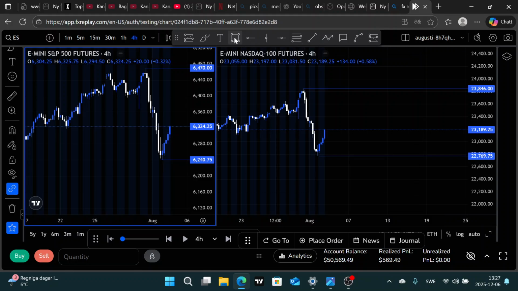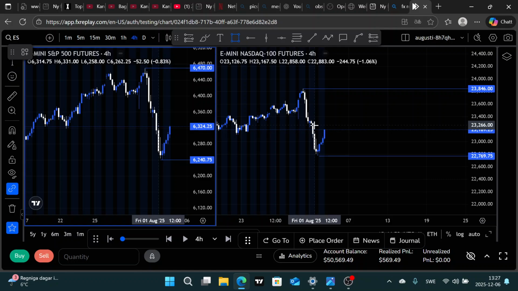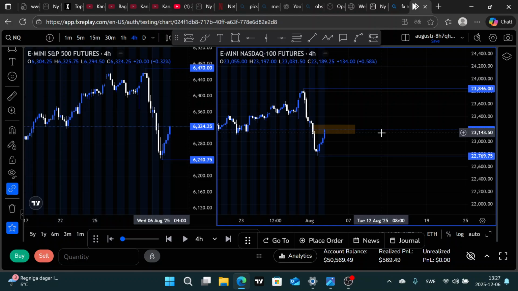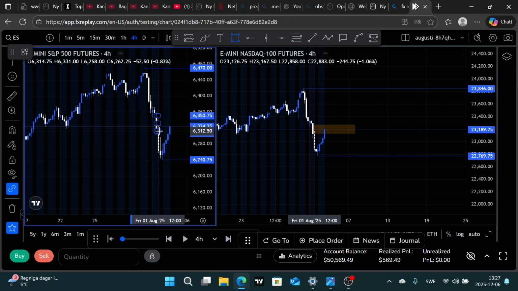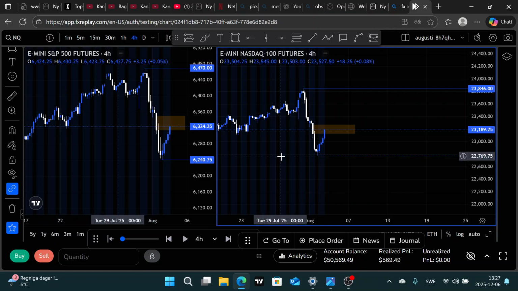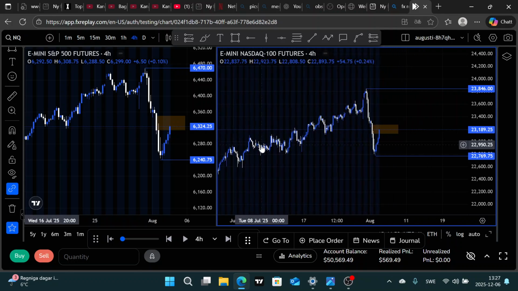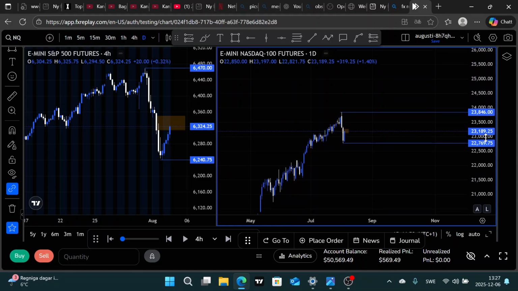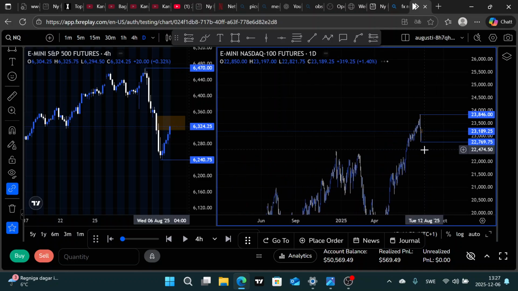Yes, so right now we are in a bearish value gap. This 4-hour bearish value gap that we are in. And yes, this is 4-hour, and I would also like to see the higher time frame.